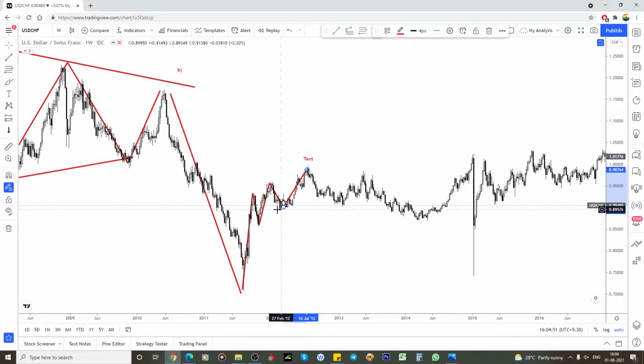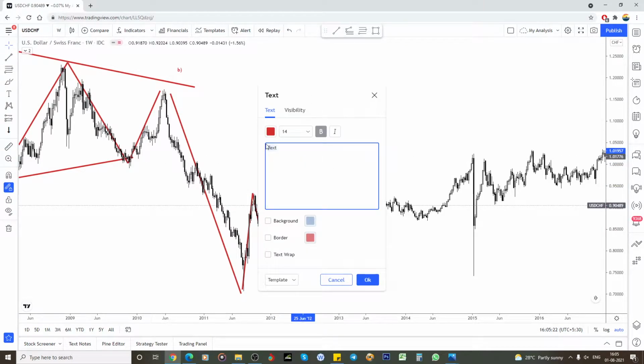If we are going for this as a leading diagonal, wave 5 must be lower than wave 3. The length of wave 5 must be within the wave 3 length. Here wave 5 is bigger than wave 3, so that is not valid for a leading diagonal. So now this is A, B, C, and we need to mark this again as A.